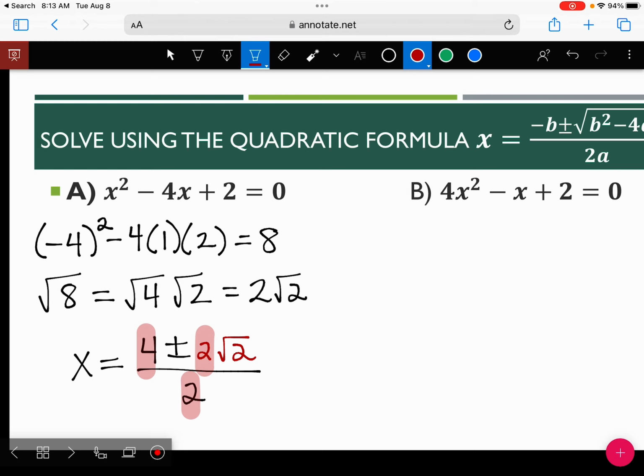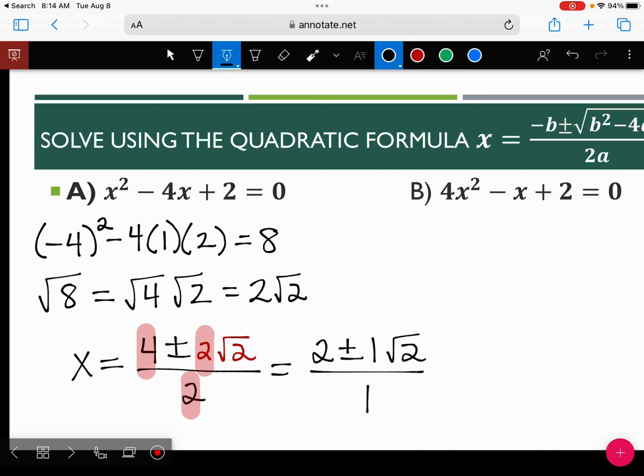But can those 3 numbers, do they have a common factor? Can I divide them by something? We can divide those 3 numbers that I have highlighted in pink. We're going to divide those by 2. So that's going to give me 2 plus or minus 1 square root of 2 all over 1.